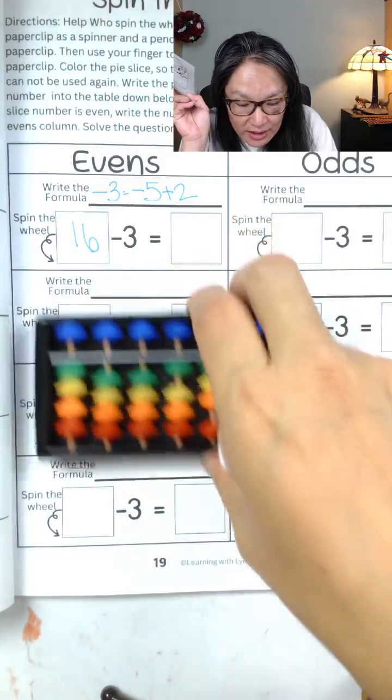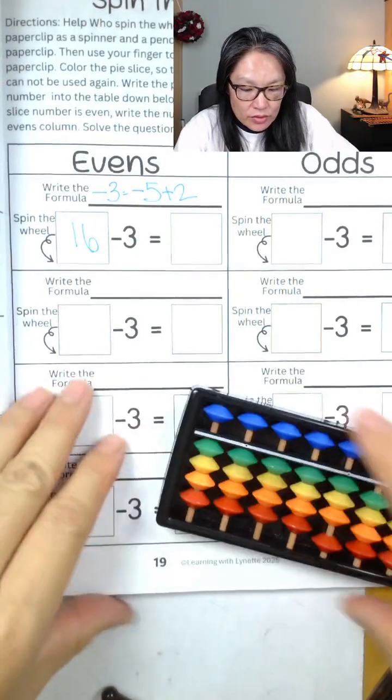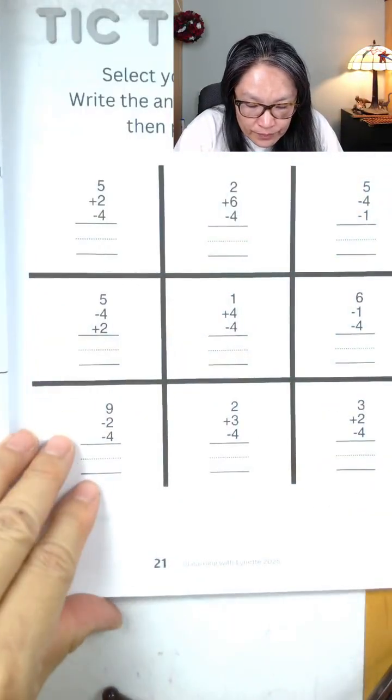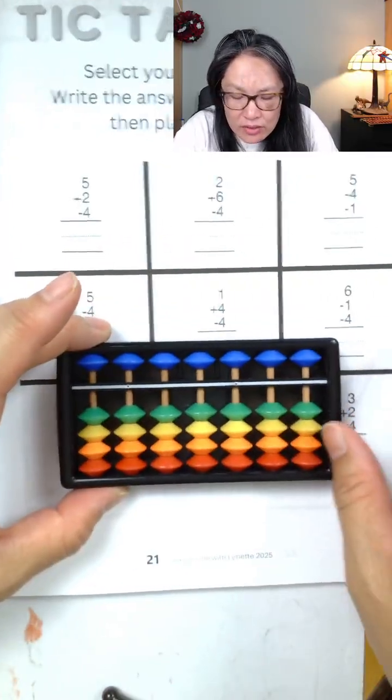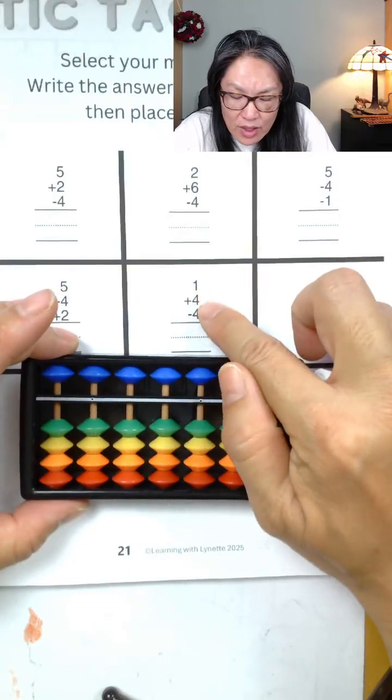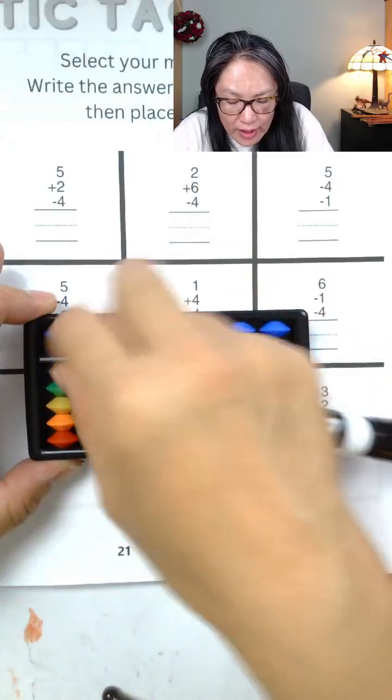And then I have activities that go with it. After that, we can do this one. The reason why we don't say, oh, this cancels out, is because I wanted to show you how to move the beads.